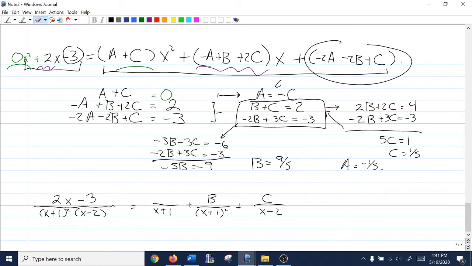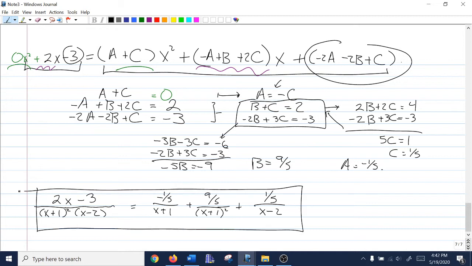It should turn out that A is negative 1/5, B is 9/5, C is positive 1/5. We should have now split that first fraction up into these 3 smaller, simpler fractions. If the problem was to integrate this, which it often will be, these 3 things are all easy to integrate.